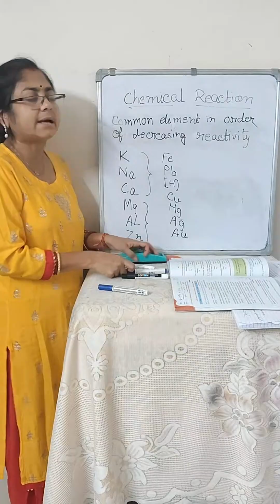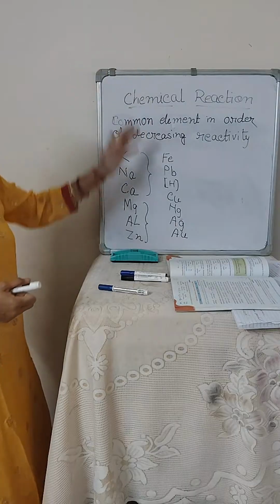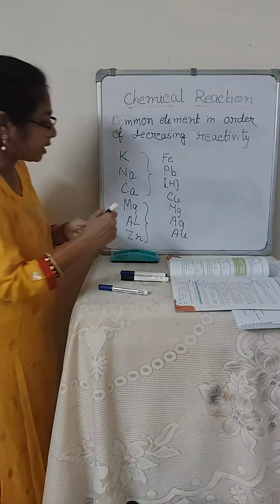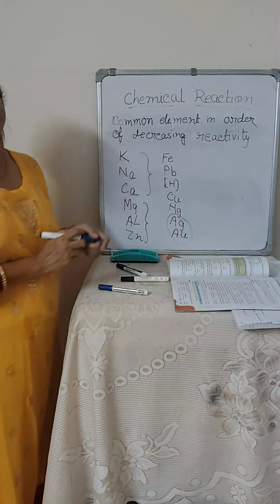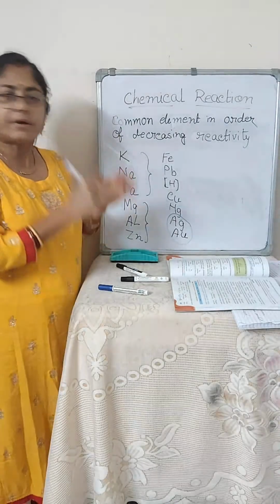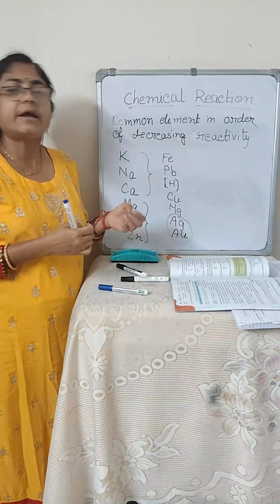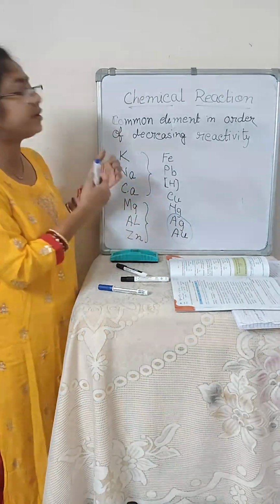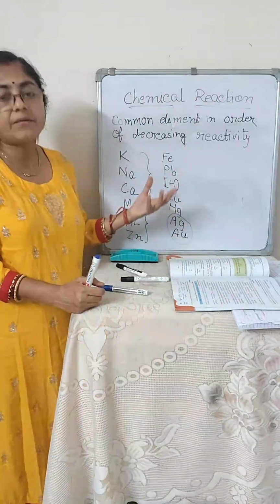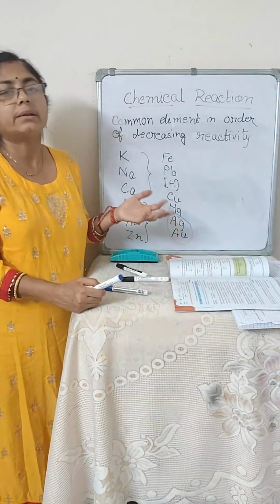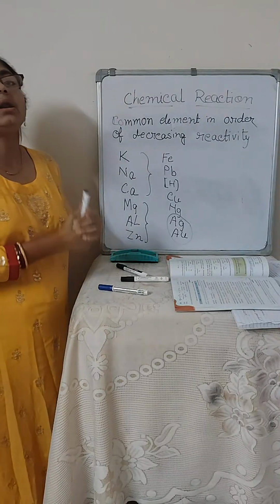You please copy this chart according to their reactivity. Upside more active, when you go downside it is less active. And these two, Ag and Au, are called noble metals. Why are they called noble metals? They are metals, but they have very little power to react. Very little reactivity. One is Ag meaning silver, Au meaning aurum, gold. They have very little reactivity power, so they are called noble metals.